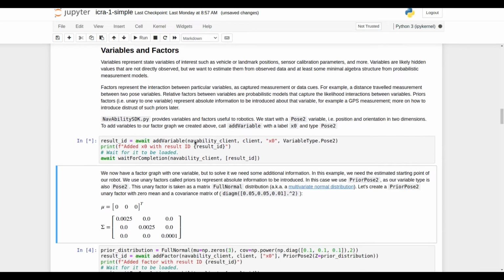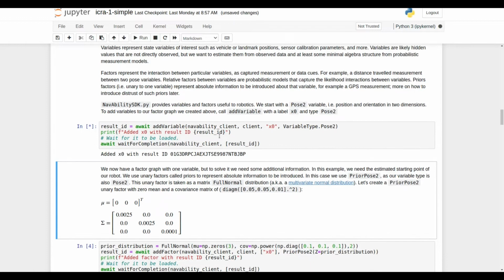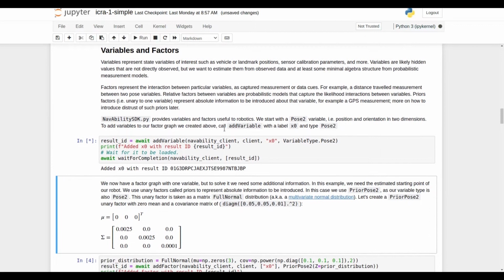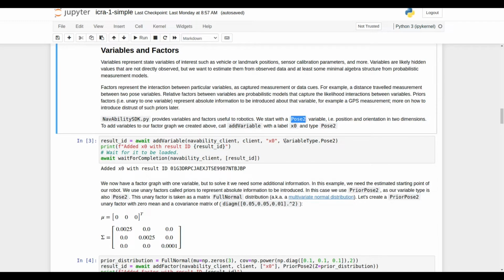Variables represent unknown states that the user wants the computer to estimate, such as the position or orientation of some equipment, the position of landmarks in the environment, or maybe hidden calibration parameters that are difficult to measure directly, and potentially many, many more. Our solution already provides a library of standard variables and factors that require zero mathematical input from the user. Yet, the technology rapidly supports building of new variables and factors. We start with a Pose2 variable, that is, position and orientation in two dimensions.